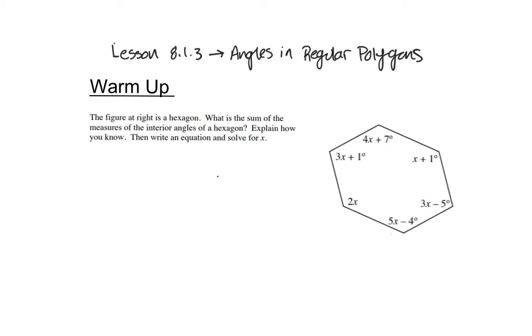And then we are going to recap some of the stuff that we did last week. So if it's helpful for you to pause the video, why don't you go ahead and do that? I'll give you some time to just copy down the figure. We're going to find the sum of the measures of the interior angles of the hexagon first, and then we're going to solve for x. So to begin, if you need to pause at any time, that's just fine.